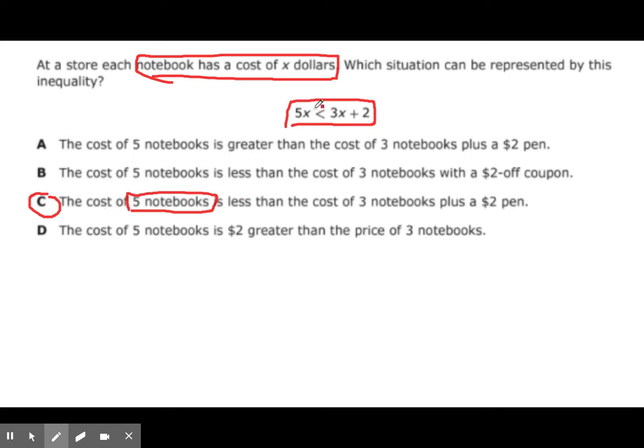That's how I would get the total cost of 5 notebooks is less than, that matches the cost of 3 notebooks. So again, I'm taking that 3 and multiplying it by the cost of a notebook, plus, that tells me I'm adding a $2 pen. So 5 notebooks times the cost of a notebook is less than 3 times the cost of a notebook plus 2.